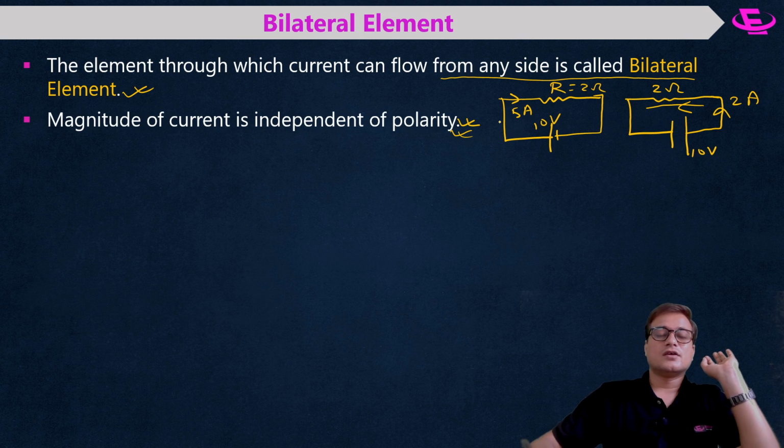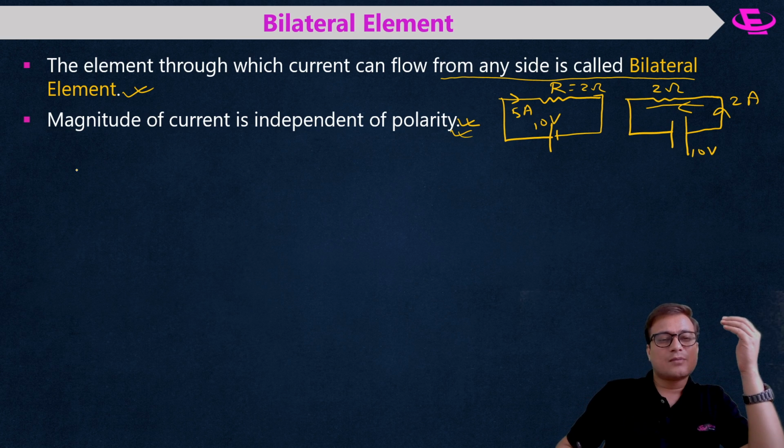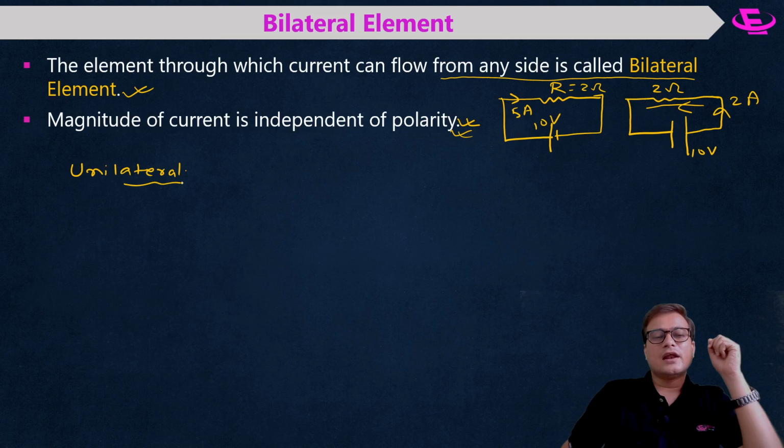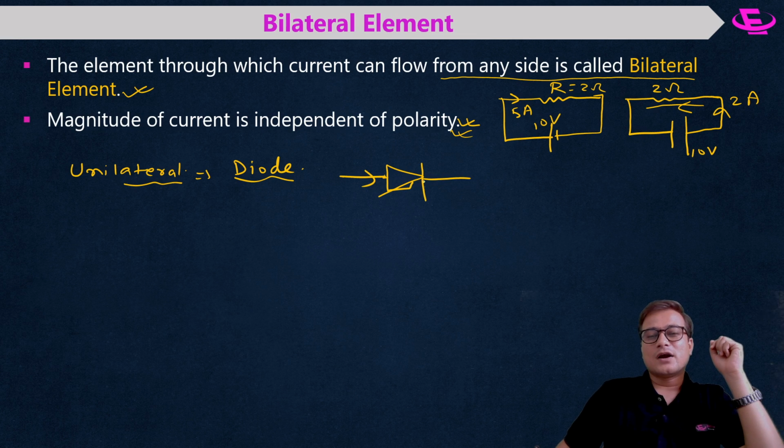Now take the example of unilateral. The elements which are not bilateral are called unilateral elements. Suppose you have a diode. For this diode, current can flow through this direction, but current can't flow in the opposite direction. Current is not possible. Hence, this is called a unilateral element.